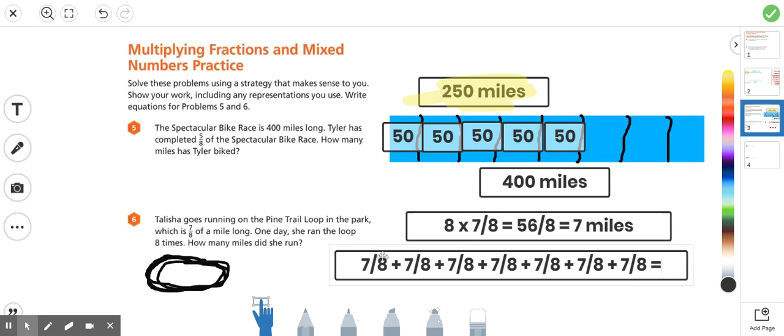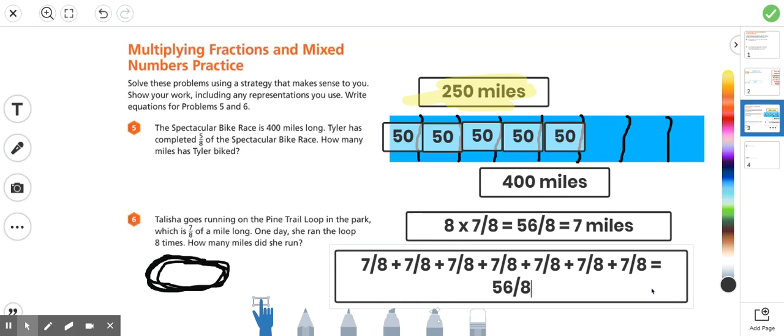So if these are all 8s and I'm trying to add up and see how many 8s I have in all, then I would have 56 8s. And since I know 8 times 7 gives me 56, this is an improper fraction, or sometimes we call it a fraction greater than 1. And so it's almost like whole numbers are just trapped in the numerator. And so it is our job to go save them. So that would be 7 miles. And so 7 miles would be the answer to number 6.